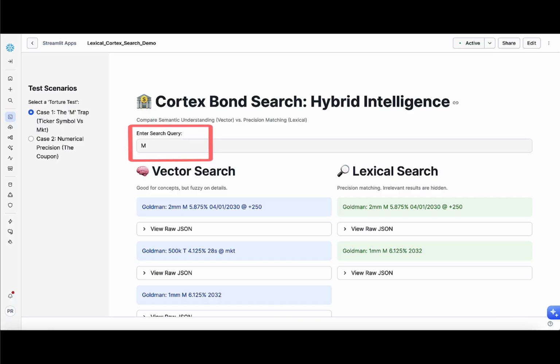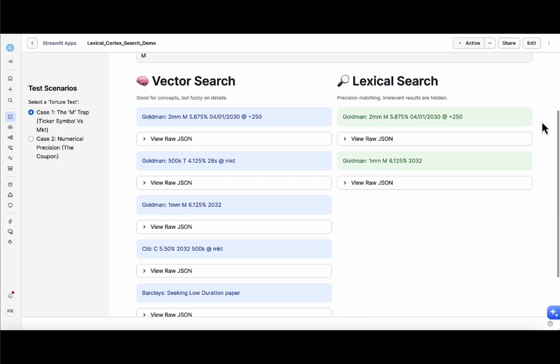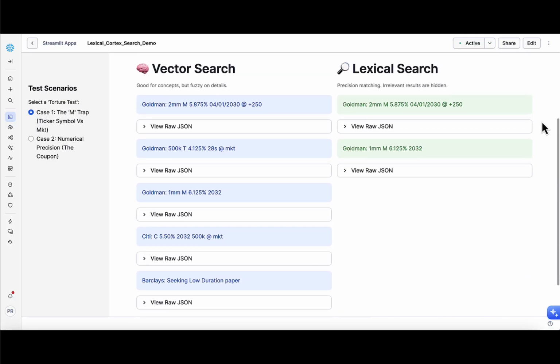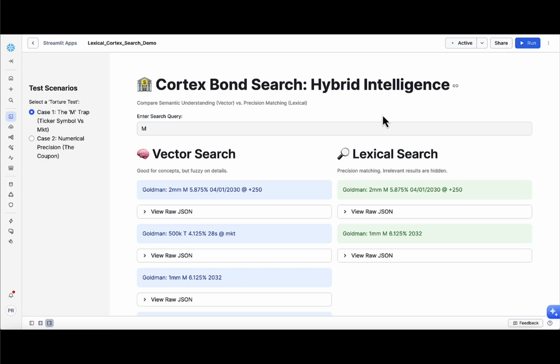Look at the left, the vector engine is trying too hard. It sees M and thinks million, maturity, market. It's shouting irrelevant data at the user. It's frantic. Now look at the right, silence. Cortex Search applies a lexical filter. It cuts through the noise and hands the trader exactly what they asked for. Just the ticker, simple, quiet, perfect.